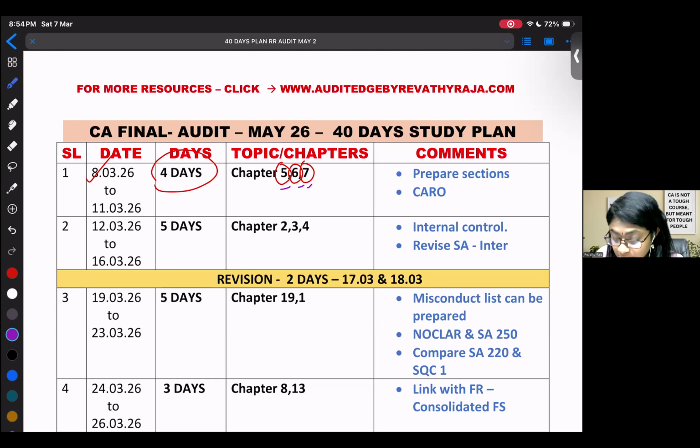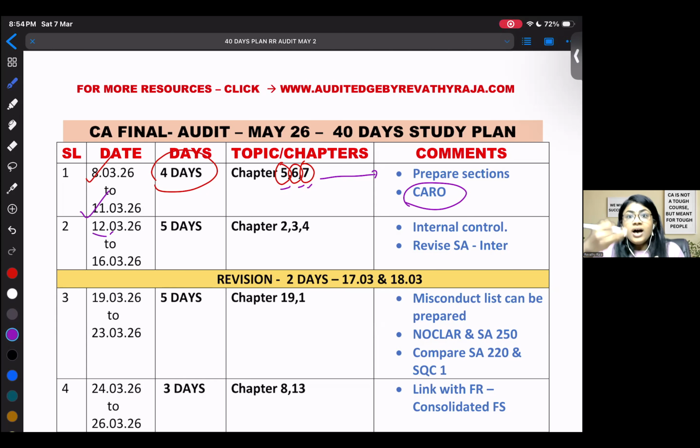In chapter number 7, one of the advices: there are some sections on company audit. As such, we don't have a company audit chapter right now in the final syllabus, but we have some sections in chapter number 7. And be careful with CARO. CARO has 21 clauses. Be thorough with the 21 clauses. There is an easy way to learn CARO: we can group CARO. You can refer to my YouTube video. Once you finish these three chapters in roughly around 4 days, it will be around 12th March.